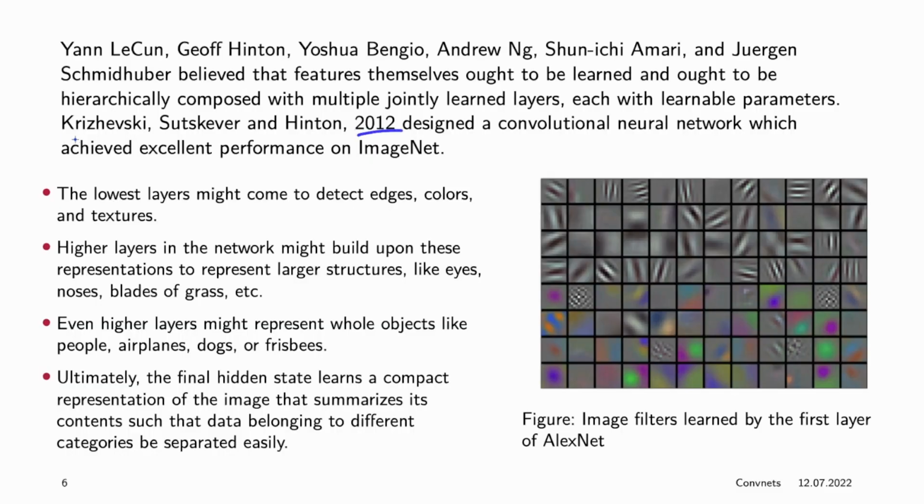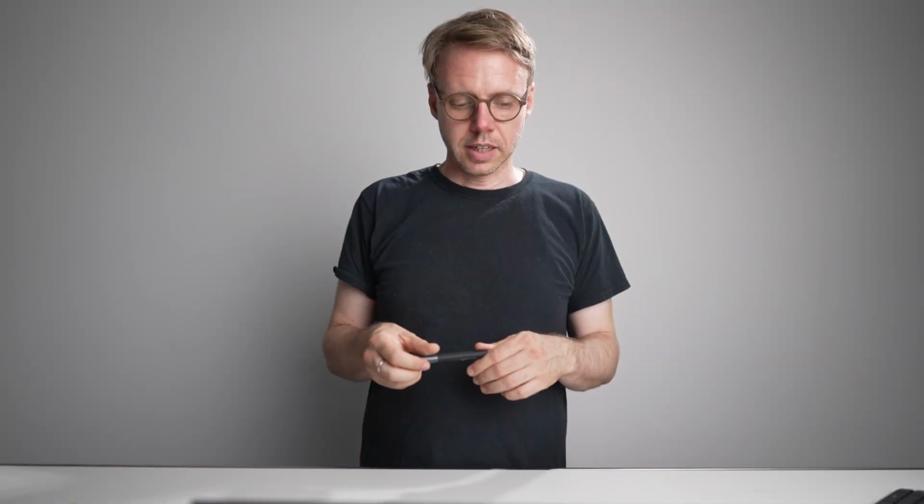And it was in 2012 when Alex Krizhevsky, Ilya Sutskever, and Geoffrey Hinton developed a convolutional neural network which achieved excellent performance in ImageNet. The neural network is called AlexNet that they developed, where Alex is the first name of the first author of this paper. This neural network did exactly this.